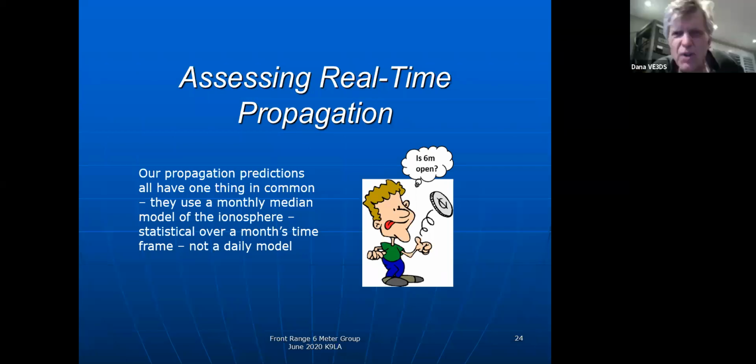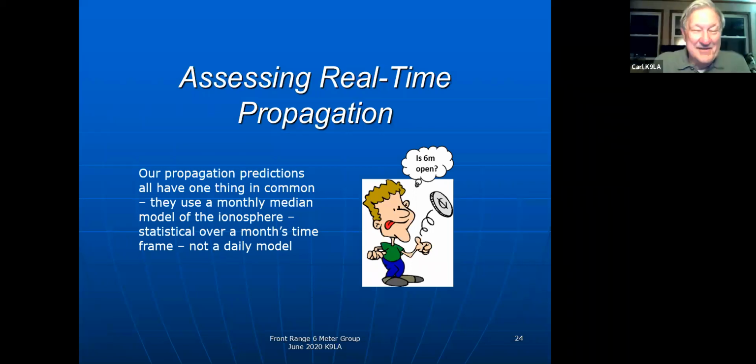Things are really interesting. Yeah, things are changing. And there's probably a lot more changing than we realize, and we may be seeing them by being on the bands a lot over many years.